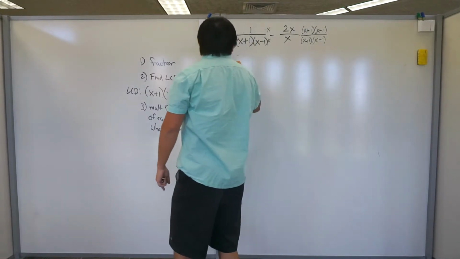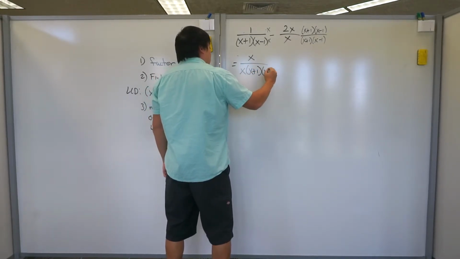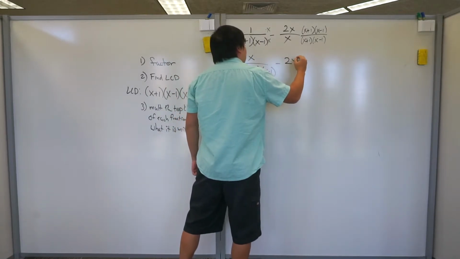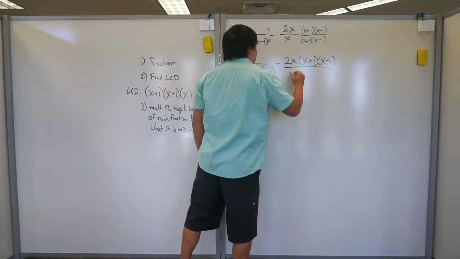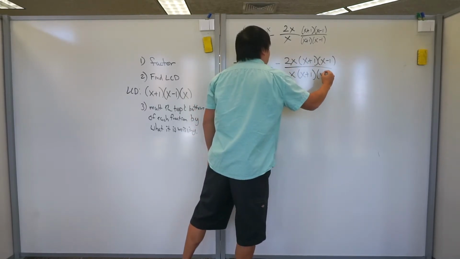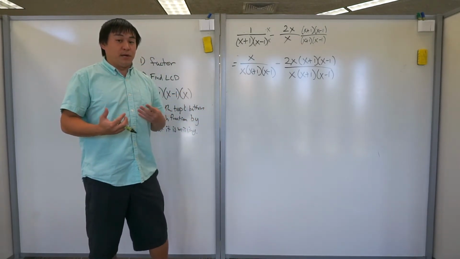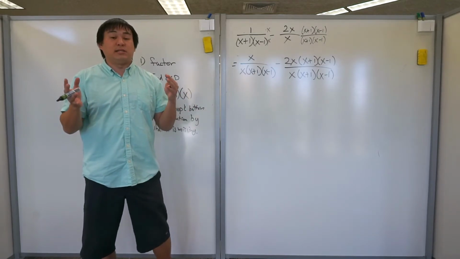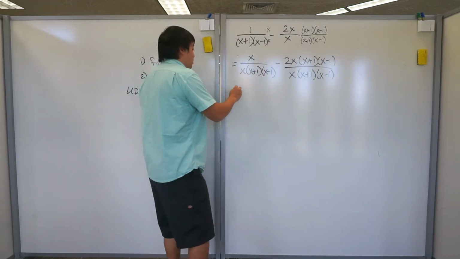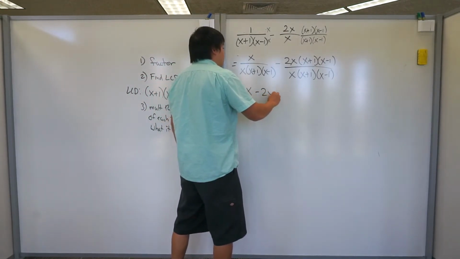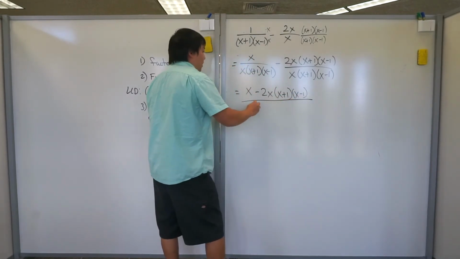So notice that when you write this out, now the bottom is the same. Okay, so once we have the bottom is the same, now we can use the same rules that we did when we did regular fractions. Add or subtract the top, leave the bottom. So x minus 2x, x plus 1, x minus 1, all divided by the bottom.